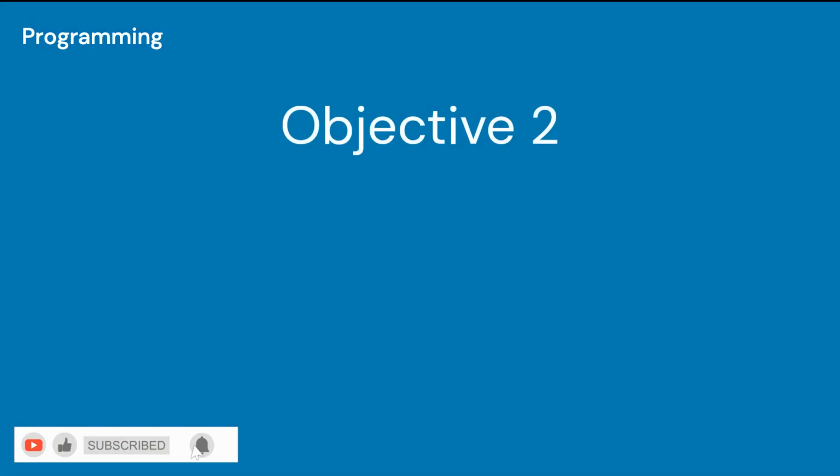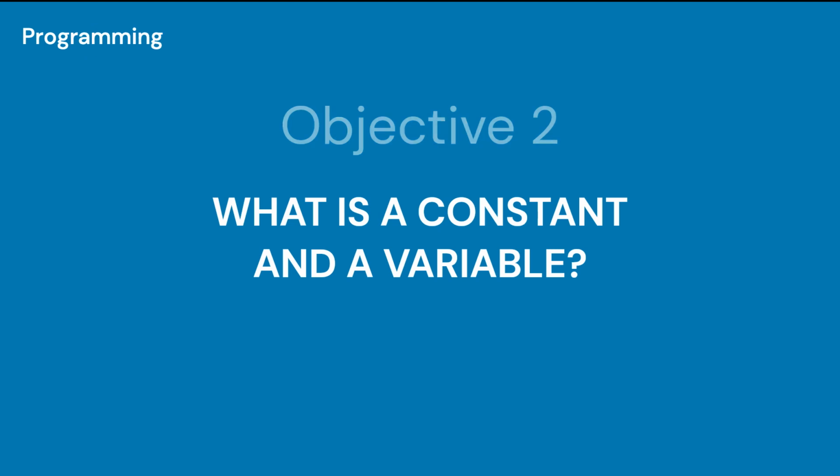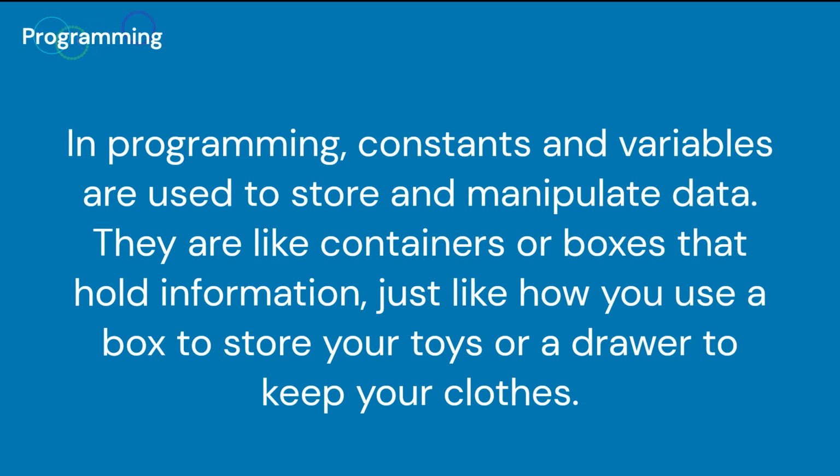Now let's start with our second objective for this tutorial on what is a constant and a variable in programming. Let's start. In programming, constants and variables are used to store and manipulate data. They are like containers or boxes that hold information, just like how you use a box to store your toys or a drawer to keep your clothes.